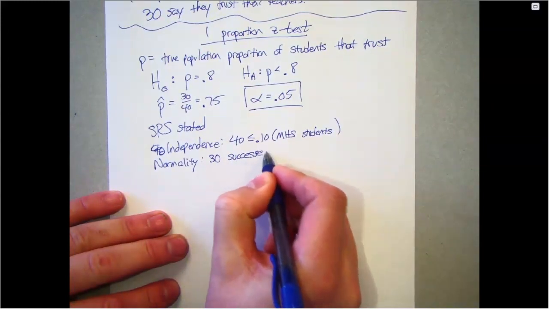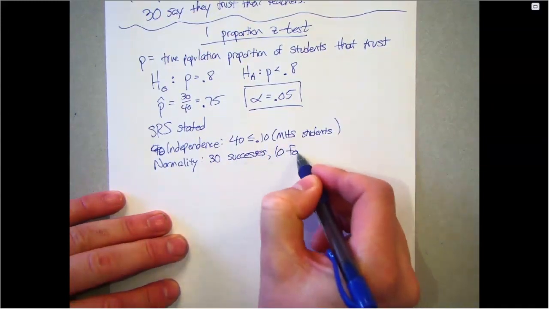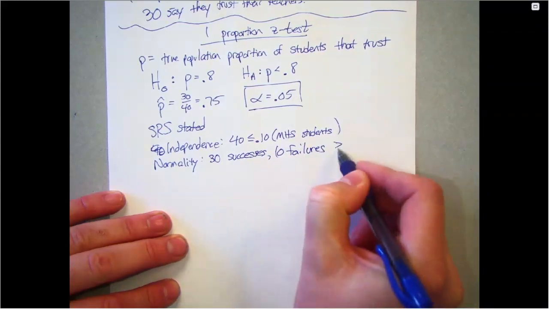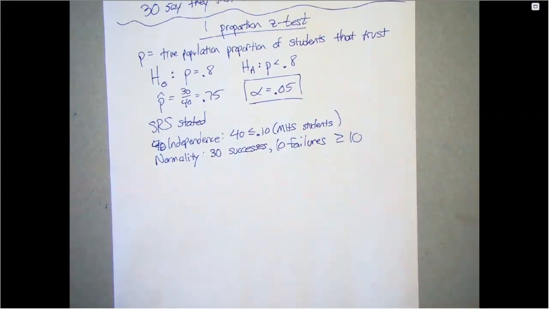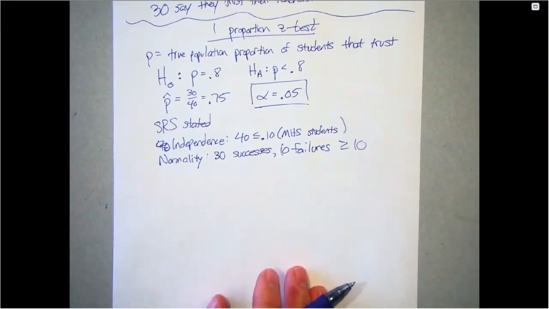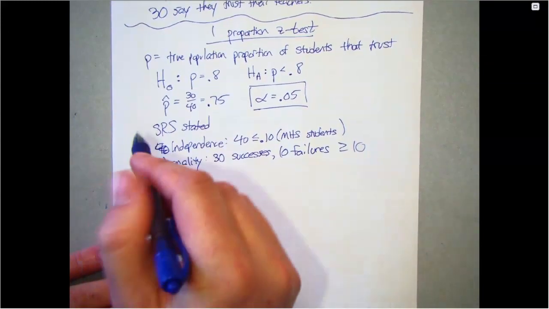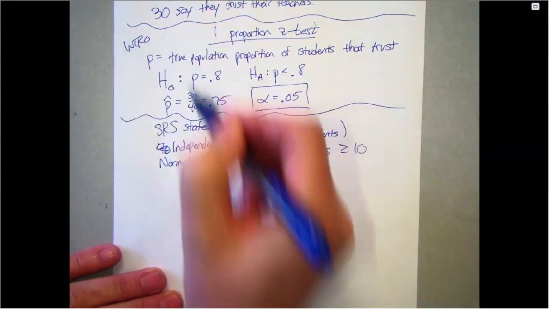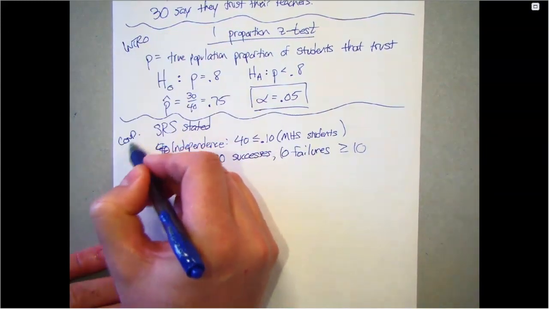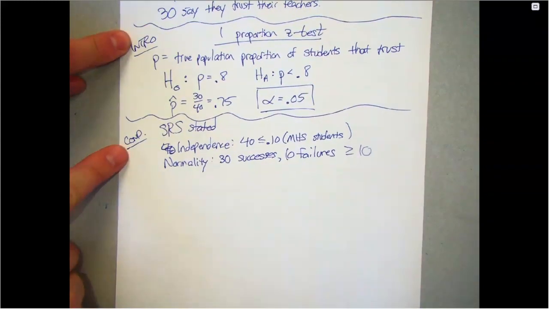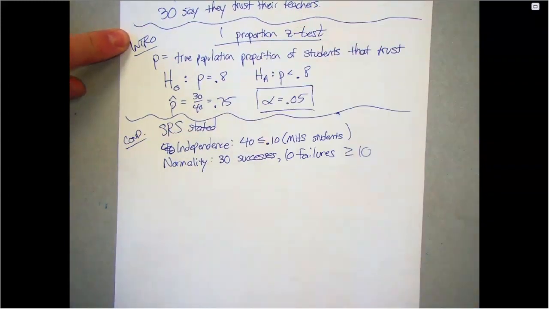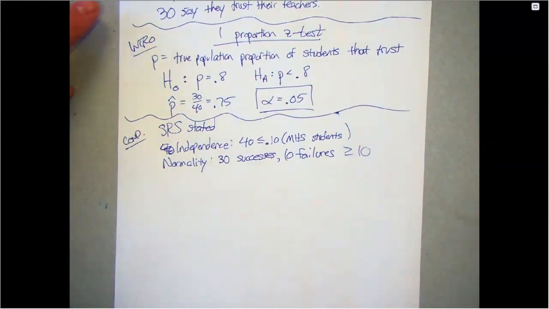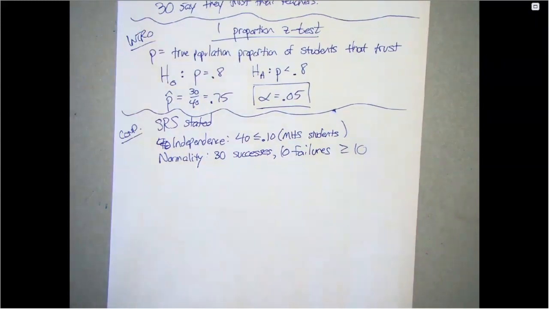So 30 successes and failures are both greater than or equal to 10. You don't have to separate them, but those are kind of different sections. It's like your intro. Conditions. You don't need to write these words. You don't need to separate it. It can just be one giant information sheet. But this just helps some people separate it in their brains.